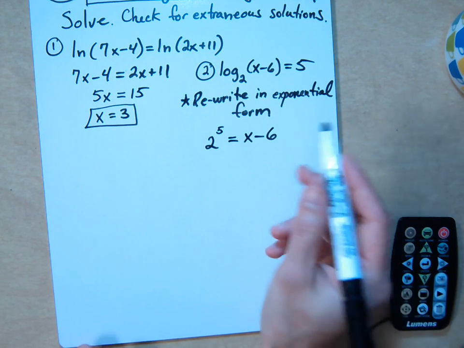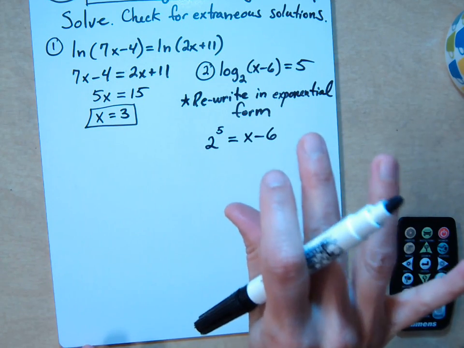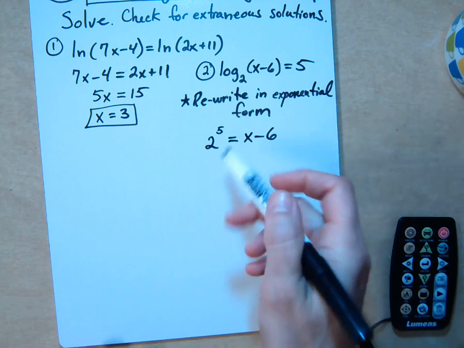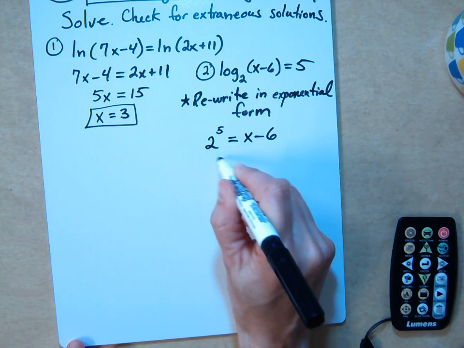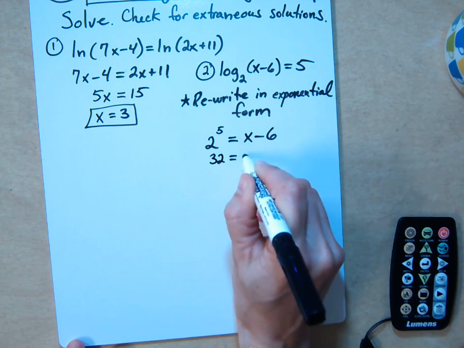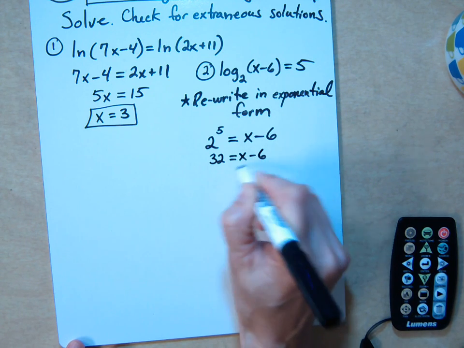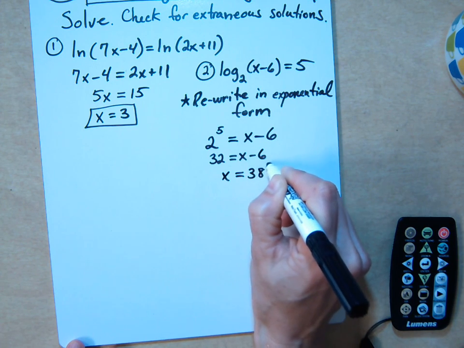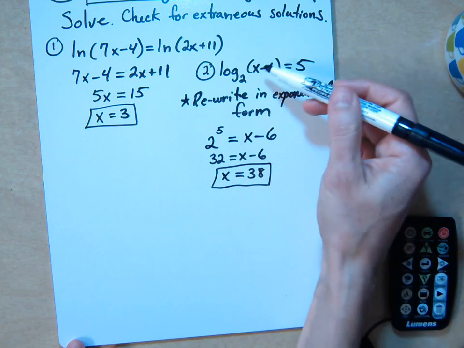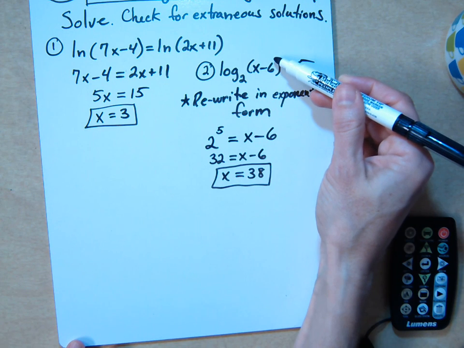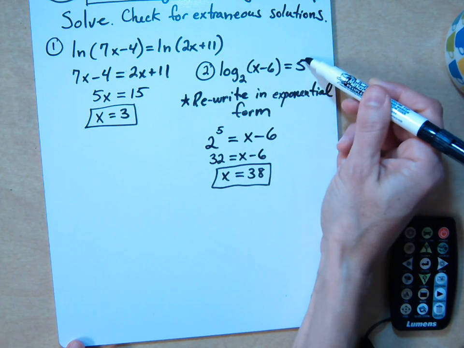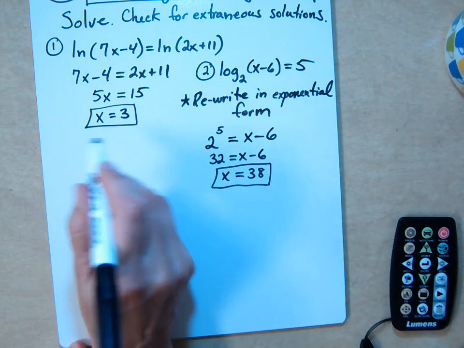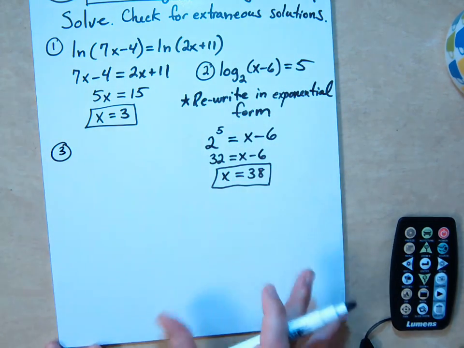2 to the 5th power is 2 times 2 times 2 times... it's not 10. Please don't say it's 10. It's 2 multiplied by itself 5 times, which should be 32. So x equals 38, and we should double check. 38 minus 6 is 32. 2 raised to the 5th is 32. Yes, it works.